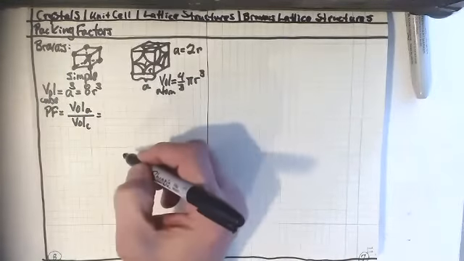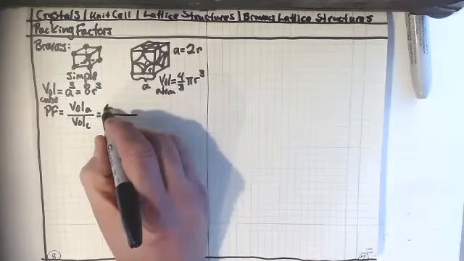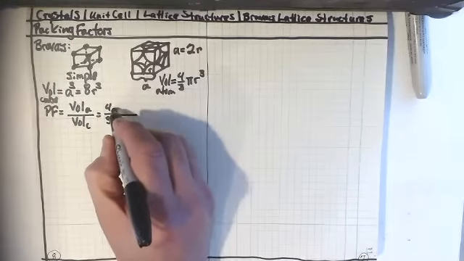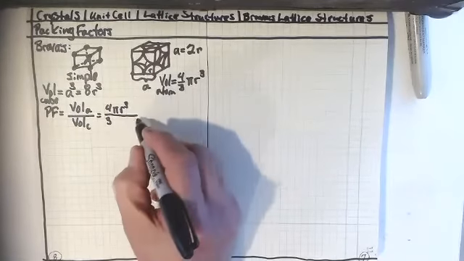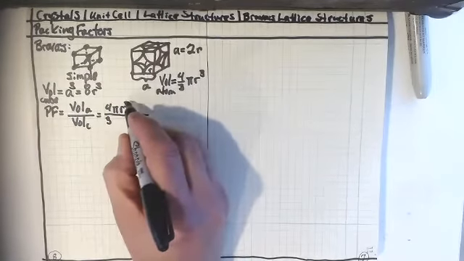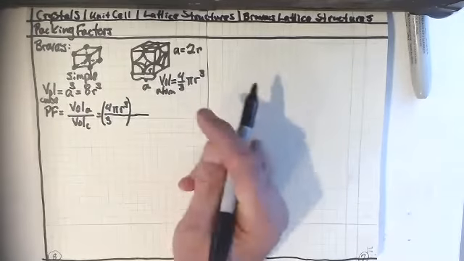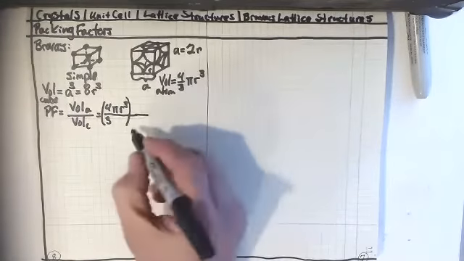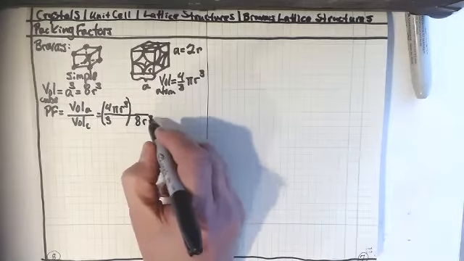So I have, let's just write this out, 4/3 pi r cubed. And then that's divided by, right, we could just put a parentheses there to include all of that. And then that's divided by 8r cubed, right?